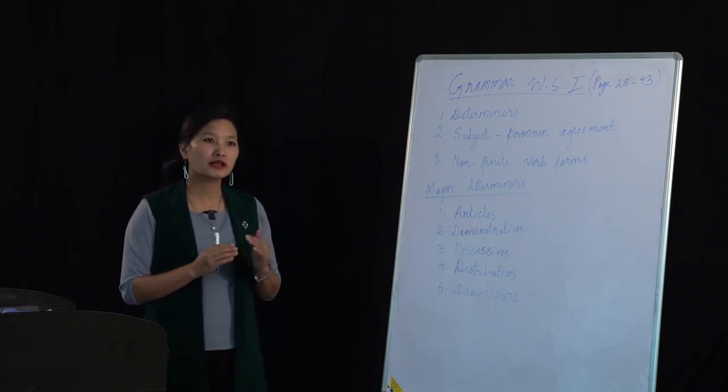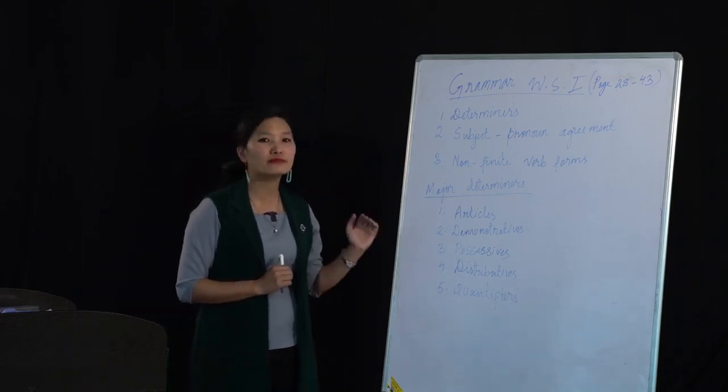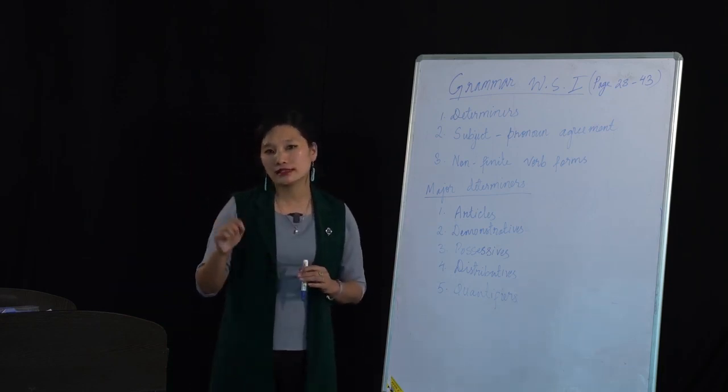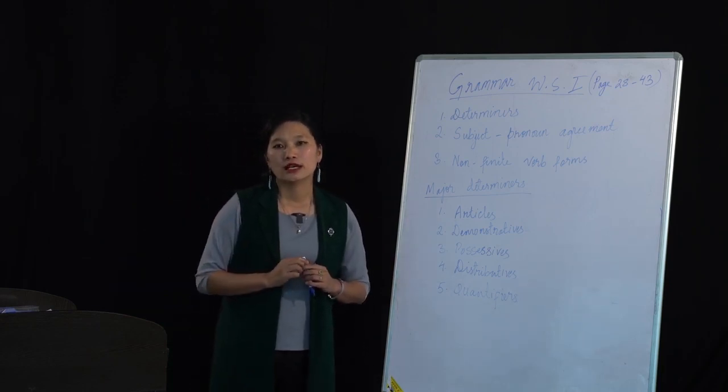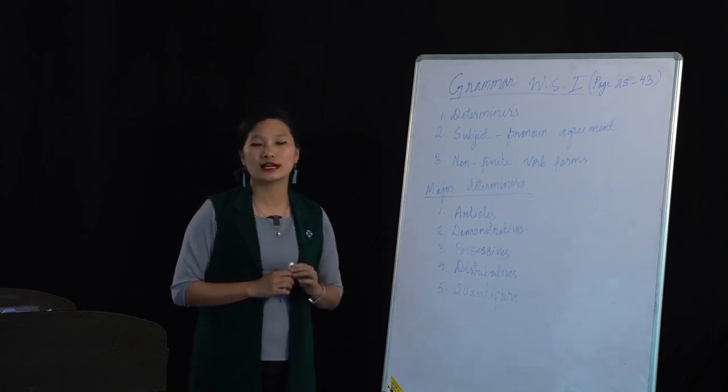There are so many kinds of determiners, and today I'm going to explain the 5 major kinds of determiners that are given in our textbooks. 5 major kinds of determiners. And the first one is articles.